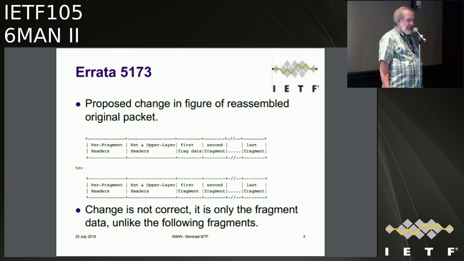But let me first talk about the last errata, because that's the simplest one. The errata proposed changing the figure of the reassembled packet, the stuff after the extension and upper layer headers, from first fragment data to first fragment. I don't believe this is actually correct, because it's not the whole first fragment, it's just part of it. So I think it's actually correct to say data. That's why it was done that way. So I don't think that's a change we should make.